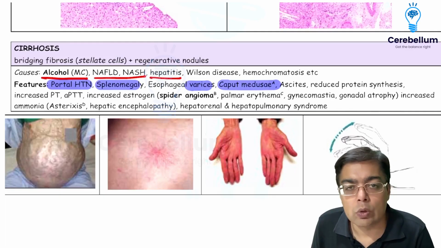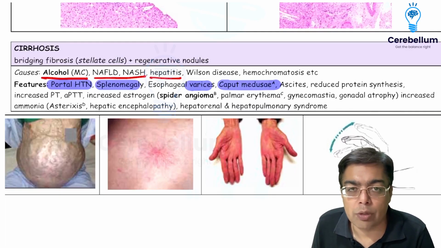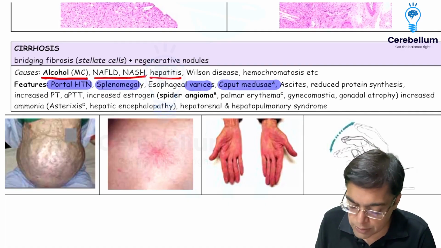Liver problem is also going to complicate the functioning of the other tissues in the body, for example, the lungs as well as the kidneys. So that's what is being termed as the hepatorenal or the hepatopulmonary syndrome.